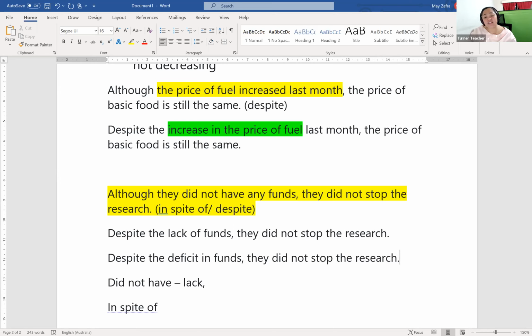Okay, so Uyanga, this is not correct because when we use in spite, we use adjective. But lack is a noun, isn't it? Okay. So despite the funds not available, they did not stop the research. Okay, everybody, despite missing funds. No, missing funds is totally not the same meaning. It means there is a fund, but then it's just missing. It's not the same thing as lack of funds.